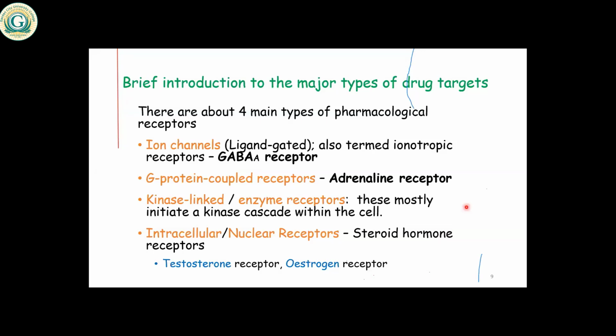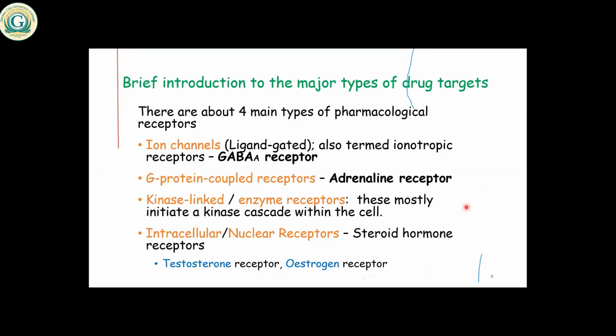An example of a kinase-linked receptor is the cytokine receptor. When someone is having inflammation and the body produces so many cytokines, the way the cytokines are able to foster the inflammation is because they work on receptors that are linked to these enzymes.